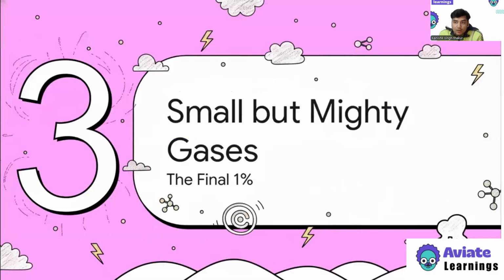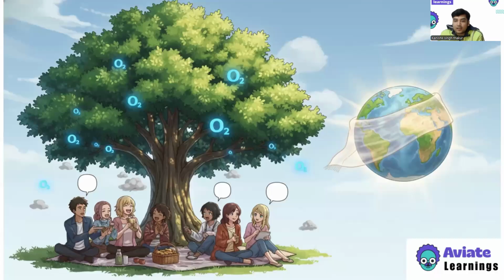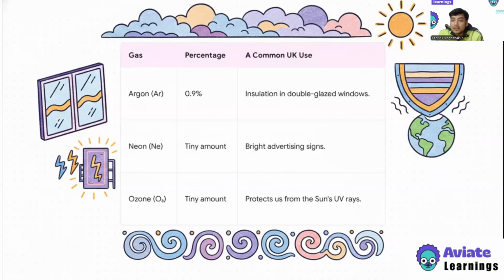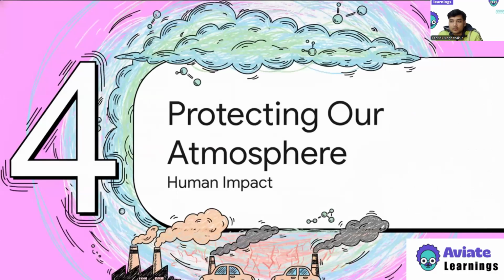Now, let's talk about the small remaining bunch of gases. Here we have another gas, which is argon. It is used in insulation and double glazed windows. Neon we have. You must have seen those bright advertisement signs in shops, so this is where neon is used. And then ozone. Ozone is a very important gas. O3 is its formula, and it protects us from harmful UV radiation.